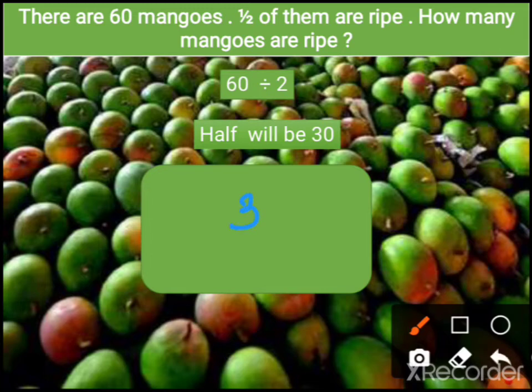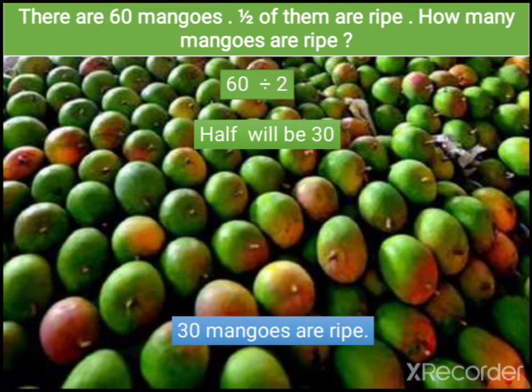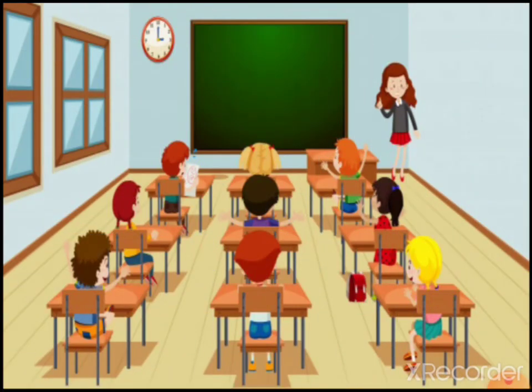Division of 60, what we will write? We will write 60 divided by 2. 2 into 3 is 6 and then 0. We will add the 0. Our answer is 30. I told you previously also. So 30 mangoes are ripe. It's so easy.